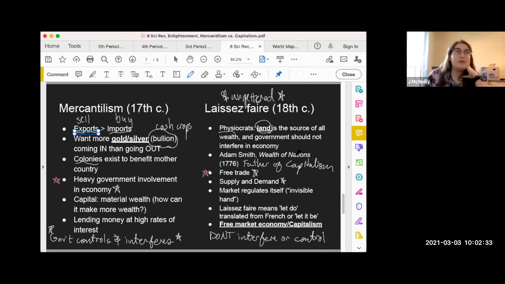So if a factory worker wants to sell his goods for a very, very high price, he can do that as long as there's a demand for that good. If he wants to pay his laborers a penny a day, then he can do that because there's a high supply of labor, okay, and not enough jobs available.